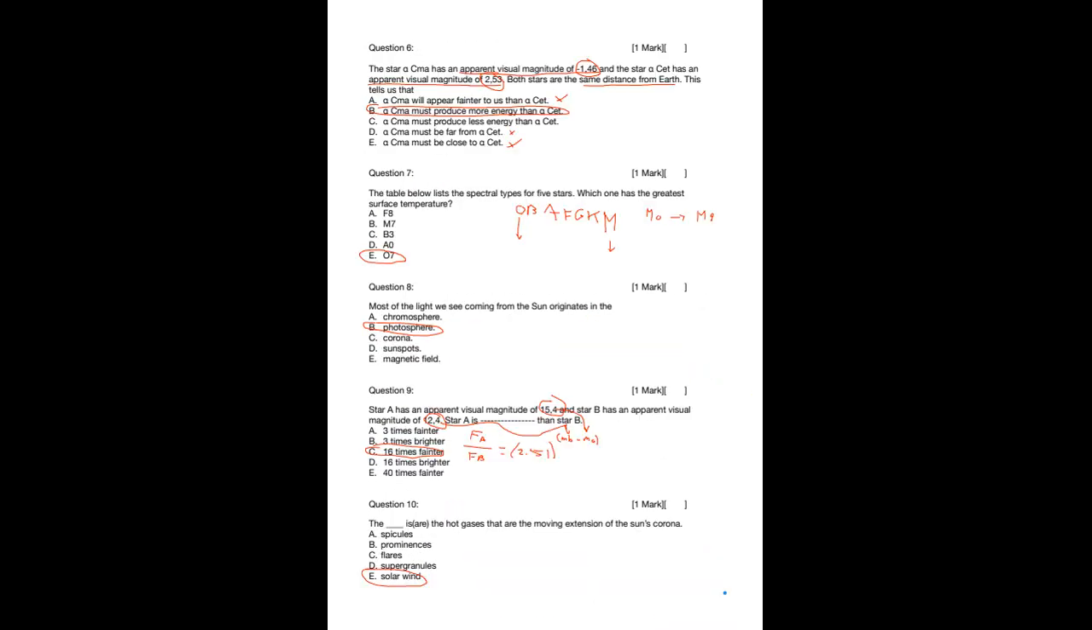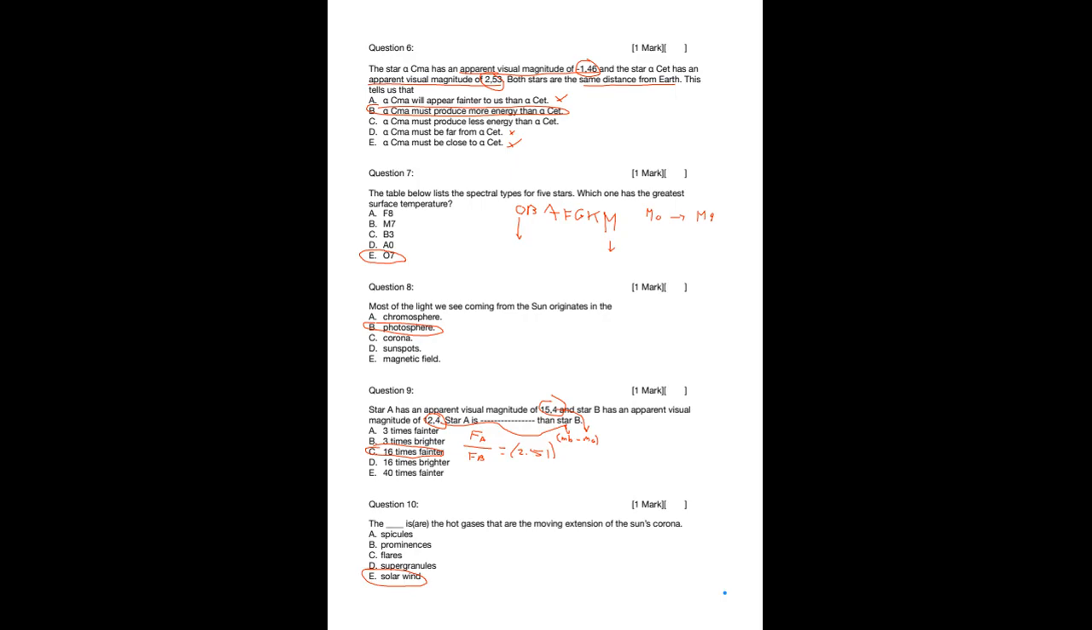So I saw another question: can I go through question 9 again? Yes, I can go through question 9. Okay, so remember question 9. This is with apparent visual magnitude. So let's go through it again.